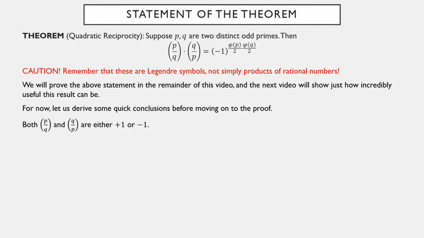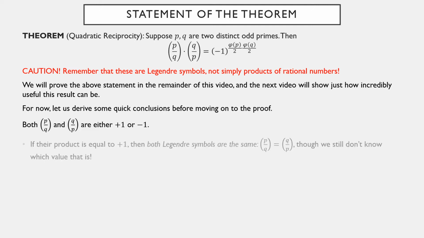Both of the two Legendre symbols are either +1 or -1. They can't be 0 because P and Q are definitely relatively prime to one another. They are both odd prime numbers and they're not the same prime number. If the product is equal to 1, that tells me the Legendre symbols are the same. Both of them are either +1 or they are both -1. Either way, their product is 1.